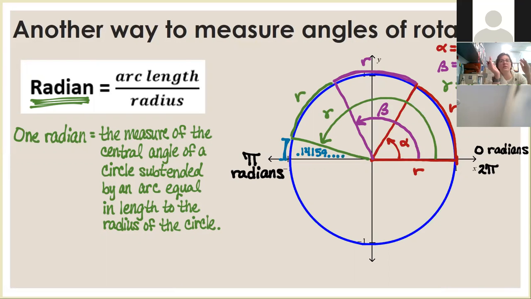What would the very top, the positive y-axis, be? My initial side is 0 radians. Halfway around the circle is pi radians. What do you think would be up there at the top? 0.5 pi, or we usually write that as pi over 2, half of pi. Pi over 2 radians up there.